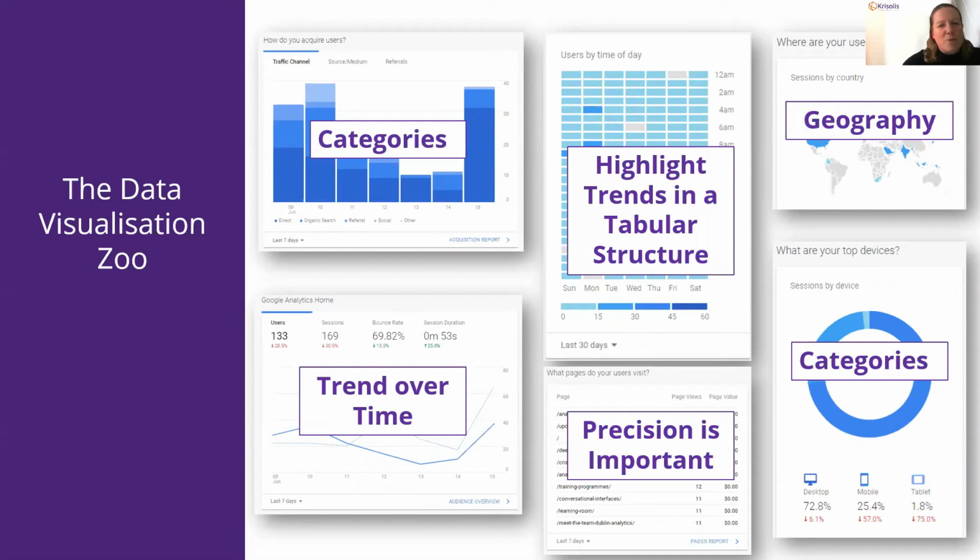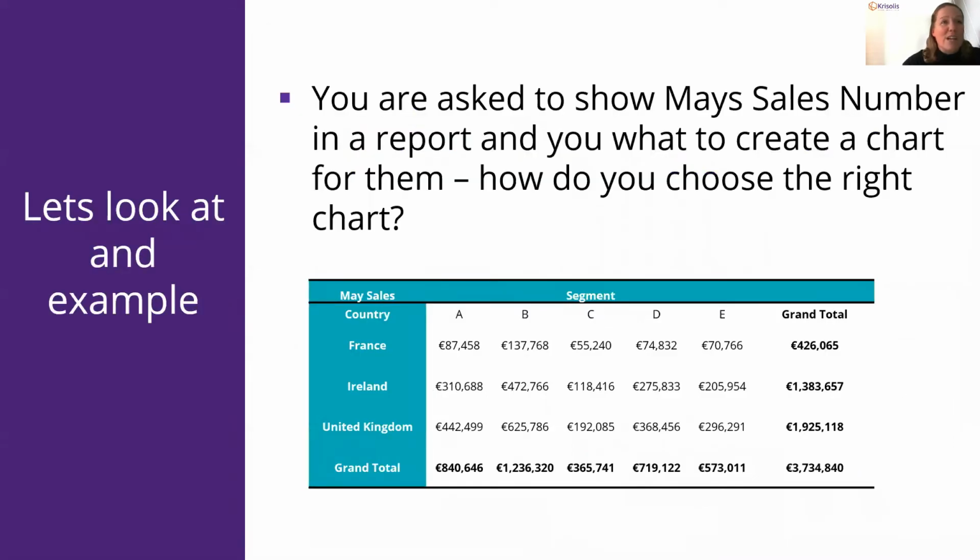But I suppose if we go into this in a little bit more detail, I'm going to use an example here. So this is a really simple example. You've been given data that contains the sales for an online store for May, and we're told these are the numbers here. They're broken down by country and segment. And somebody says, we need a chart for that.